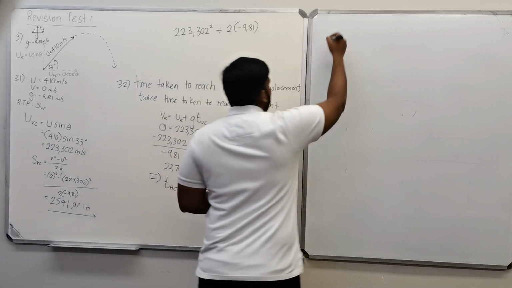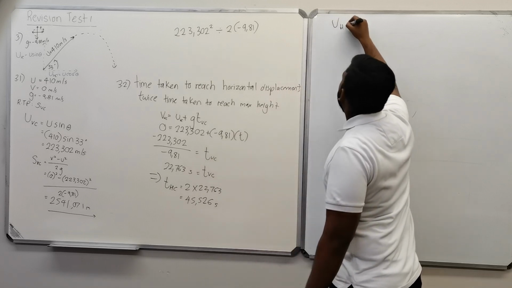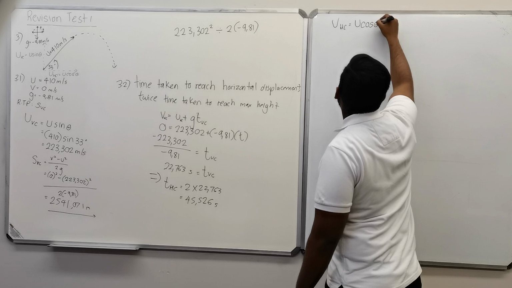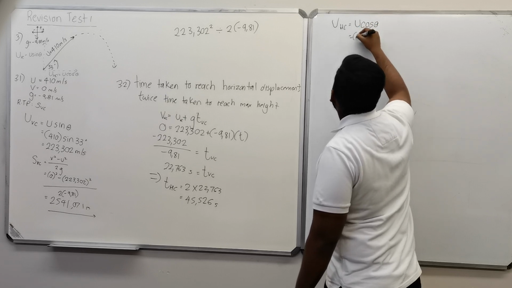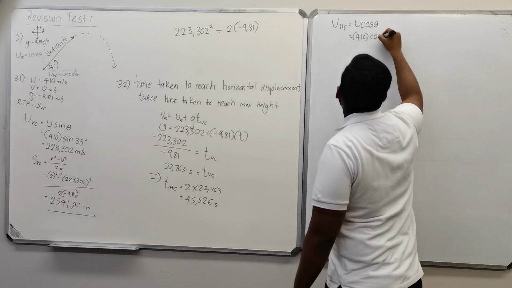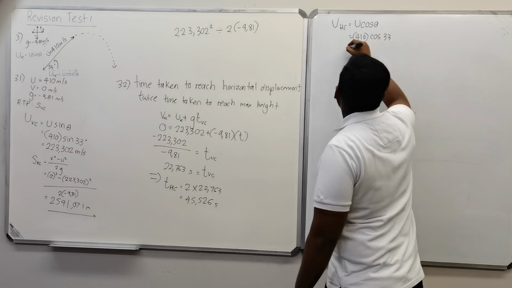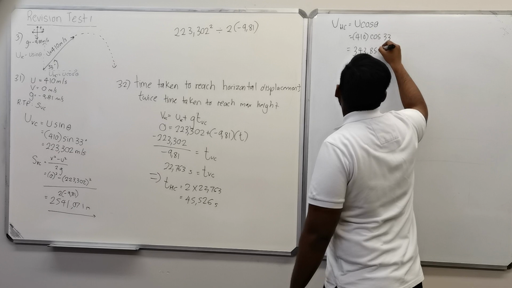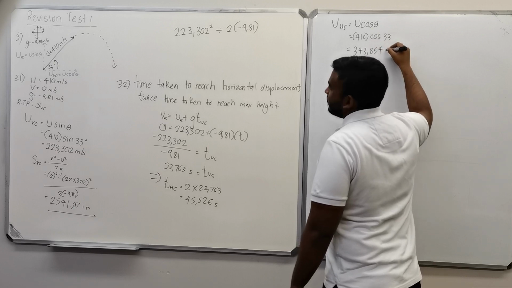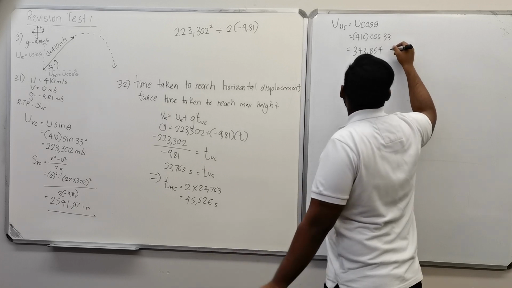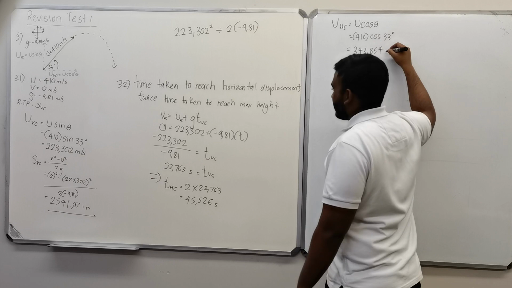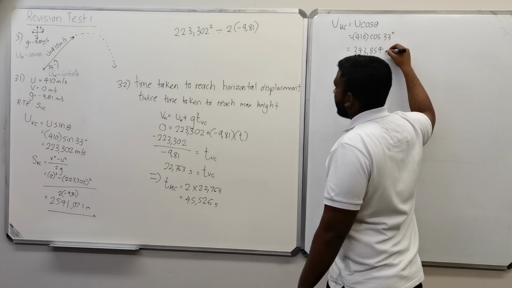So your initial velocity along your horizontal component would be equal to initial velocity times cos of the angle, which is 410 cos of 33, which is 343.855. When you round it off, then you're going to get slight differences.